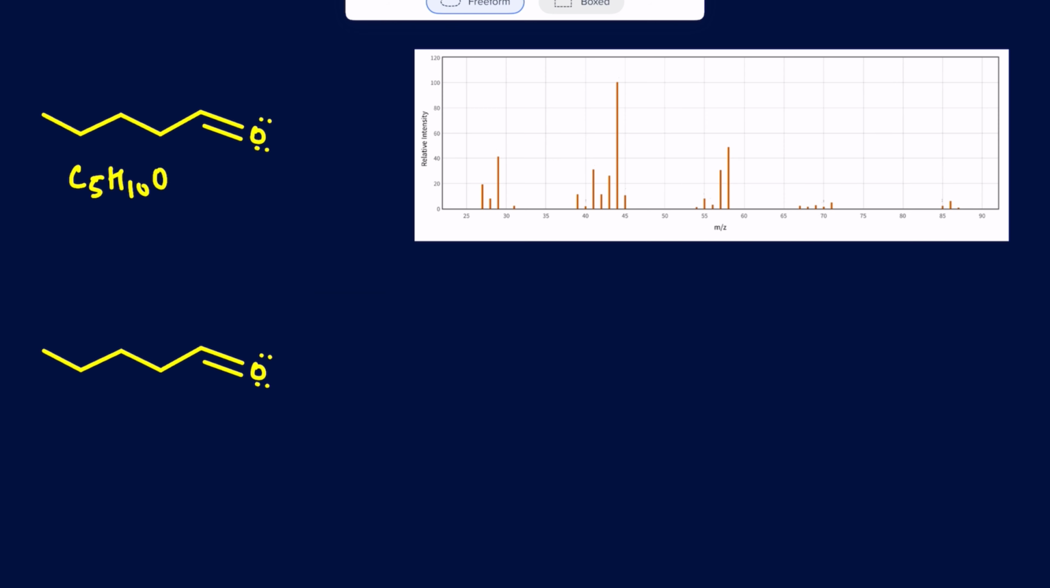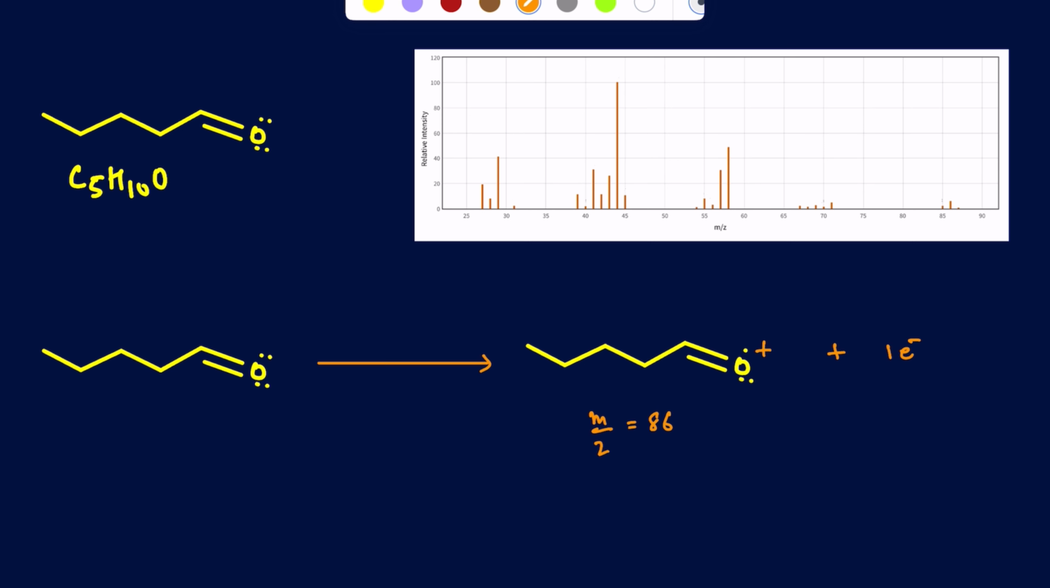So let me just go ahead and make the radical cation here. When I make the radical cation, I lose one of the electrons from the non-bonding pair on the oxygen. So that's how you make the radical cation. I got the lost electron there, and the m over z for this radical cation should be 86. Now let's see if we have anything. We do see a signal at 86. So that would be your parent peak. You can also call that the molecular ion peak.